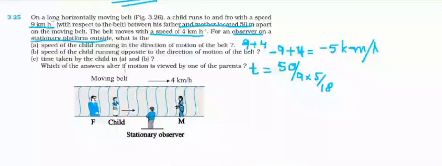Then which of the answers alter if the motion is viewed by one of the parents? So if a parent is observing, you see both the parents are sitting inside the belt, they don't experience the speed of the belt, they will just see the speed of the child only. So in answers A and B, we considered the speed of the belt also. So parents will not experience the speed of the belt as they are inside. Therefore, answers A and B will alter.